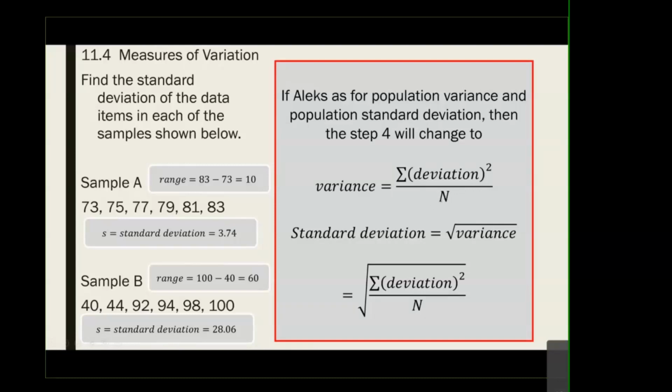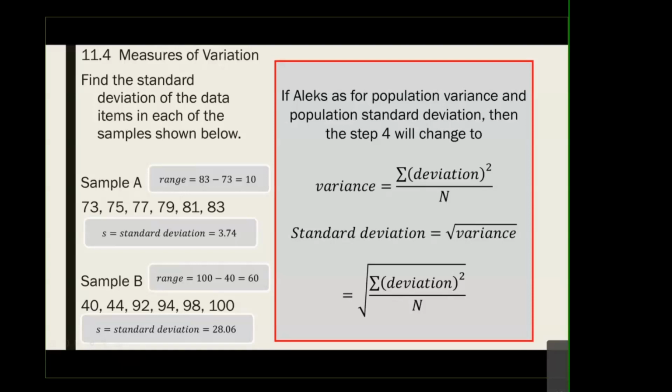Because they ask for the population, we use every single piece of data we have. For the sample, because it is smaller than the population, we have to take n-1, one less than the population. But if they ask for the population, you divide by the total number of data, the whole n, not n-1. So pay attention when you do your homework or your quiz: are they asking for the sample or the population?